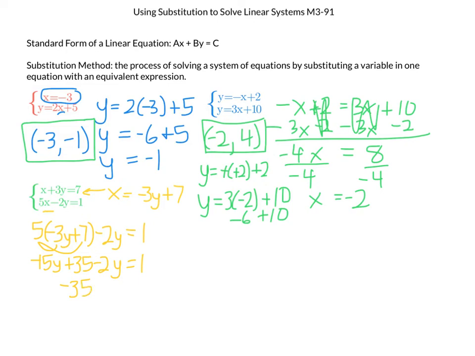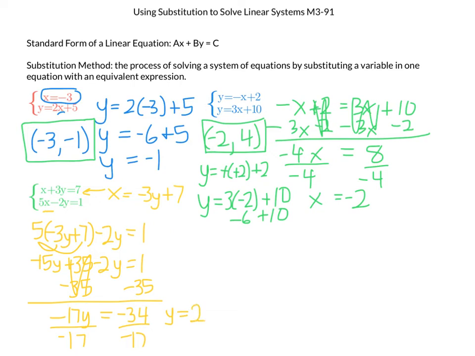And the way that we have to change sides of an equation is by inverse operation. So I'm going to subtract 35 from both sides. It gets rid of it on the left, and I'm left with negative 15y minus 2y, which is a negative 17y. And that will equal negative 34. Aren't we glad to see a multiple of 17? So now I divide both sides by negative 17. And y equals 2.